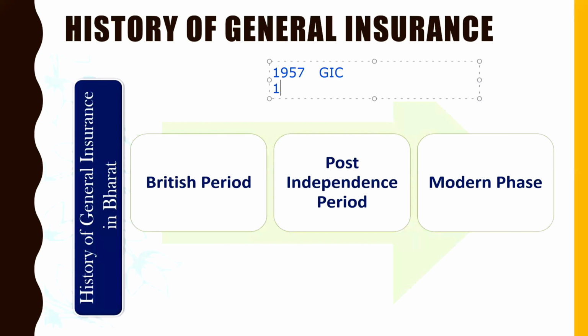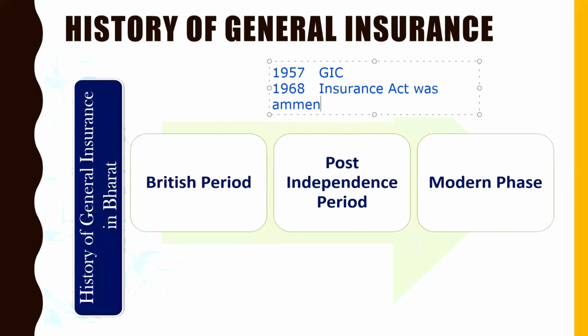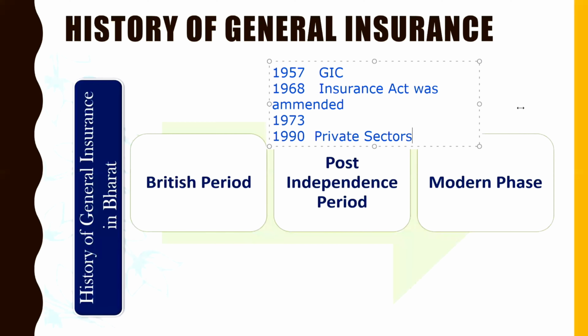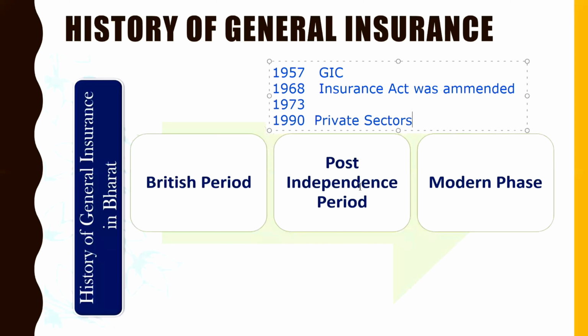Then again in the year 1968, the Insurance Act was amended. After that, in the year 1973, the General Insurance Business Act was enacted. Again, after 1973, in the 1990s, there was the entry of private sectors also in the field of general insurance. So these are the four basic years which you have to keep in mind when you are preparing for the post-independence period.